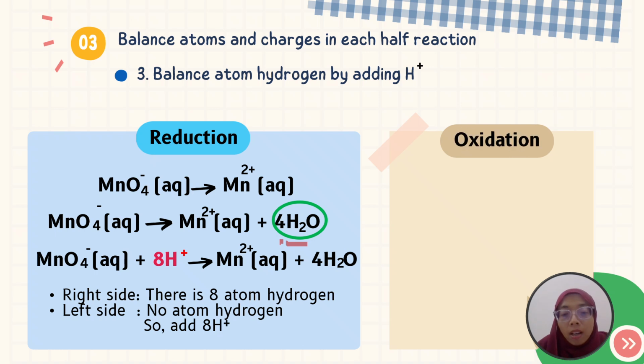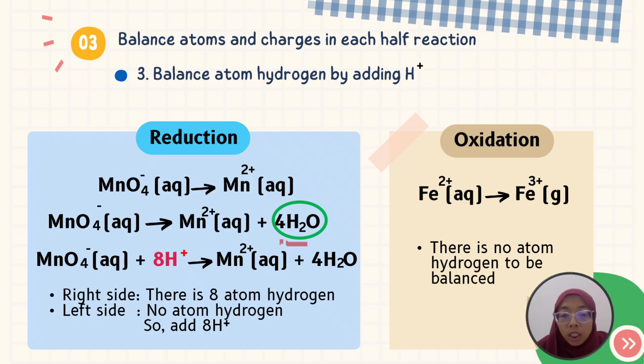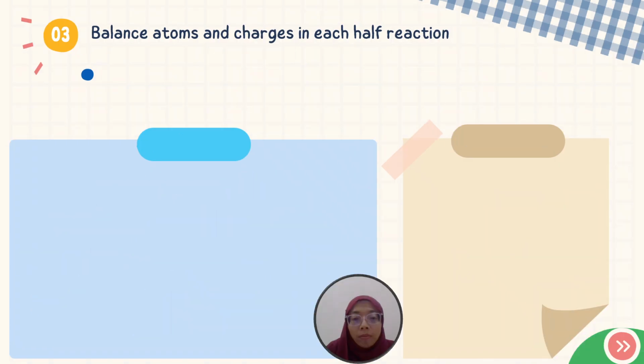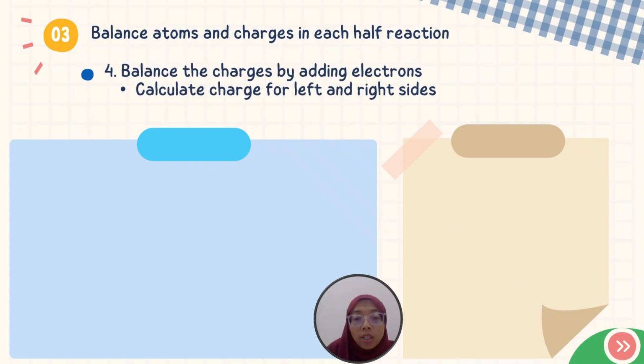For the oxidation part, from Fe2+ forming Fe3+, there is no hydrogen atom, right? So there is no hydrogen to be balanced, and we can go for the next step. The next step is to balance the charge by adding electrons. You must calculate the charge for the left and right sides, and then add electrons to balance both sides.